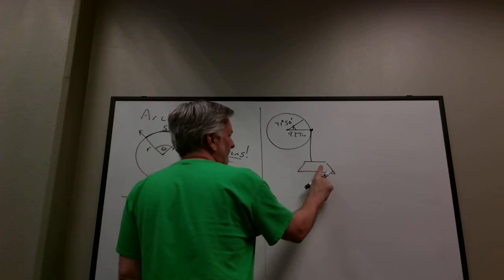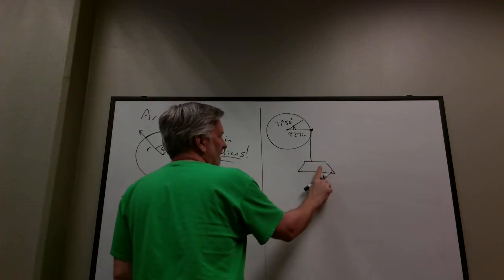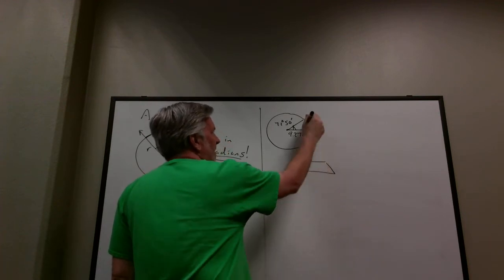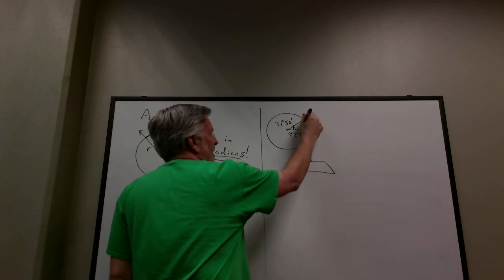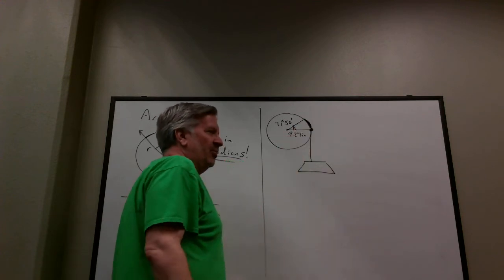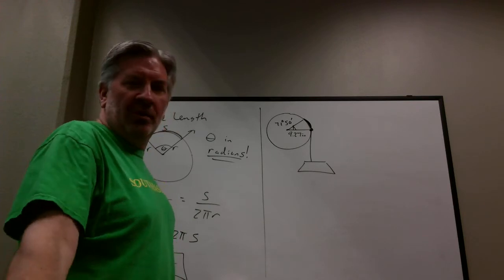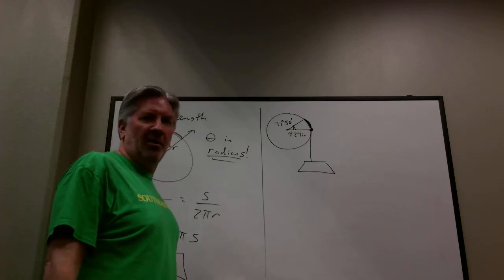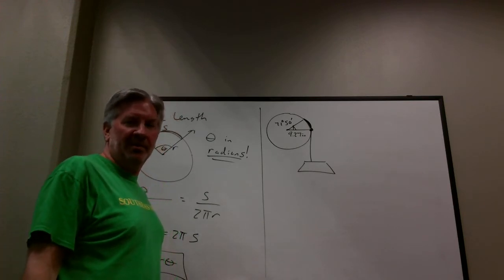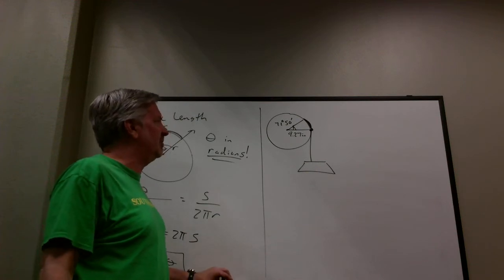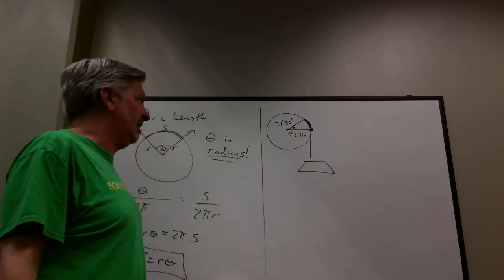Okay? So the amount that the weight comes up, the length in inches, is going to be the same amount that wraps around the pulley, the amount of rope that wraps around. Notice nowhere in the problem does it say find the arc length, but this is an arc length problem. It's a nice problem because you have to understand what's going on to know that it's an arc length problem.